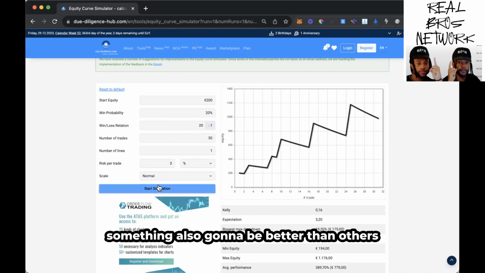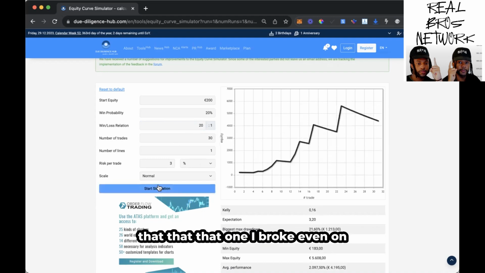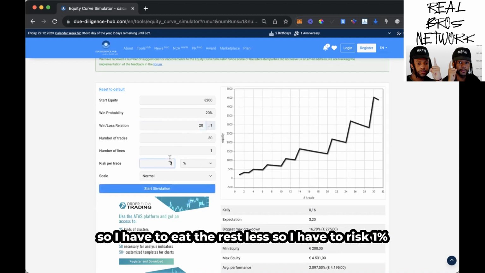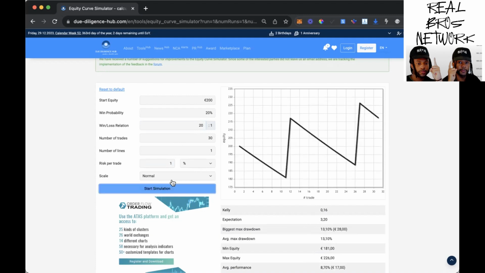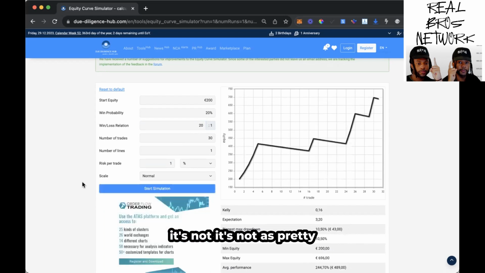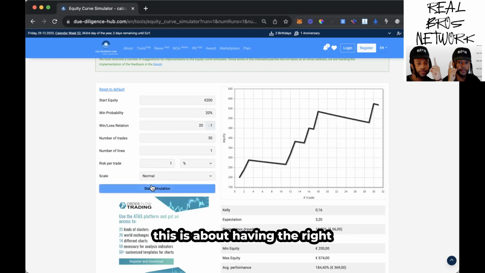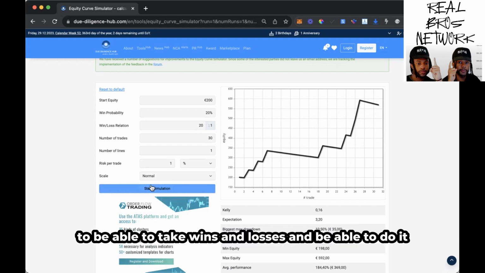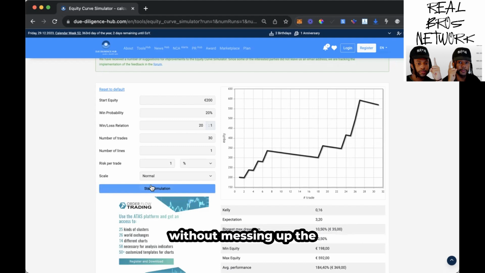Some months are gonna be better than others, but I would never go... Oh, that one I broke even on. So I'll have to either risk less, so I have to risk 1%. And money always goes up. It's not as pretty. Even at 20%, you can make money. It's about having the right approach, because your job as a trader is to be able to take wins and losses and be able to do it without messing up the equity curve over time.